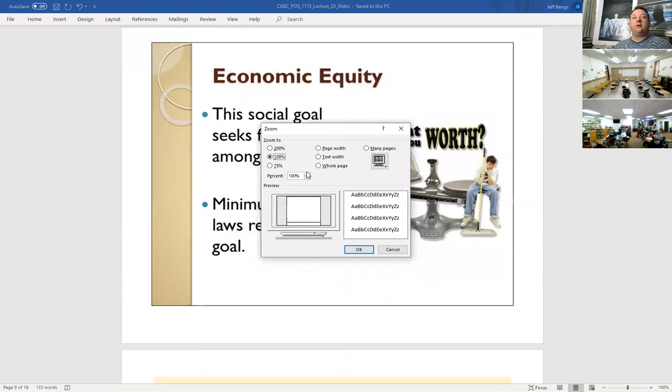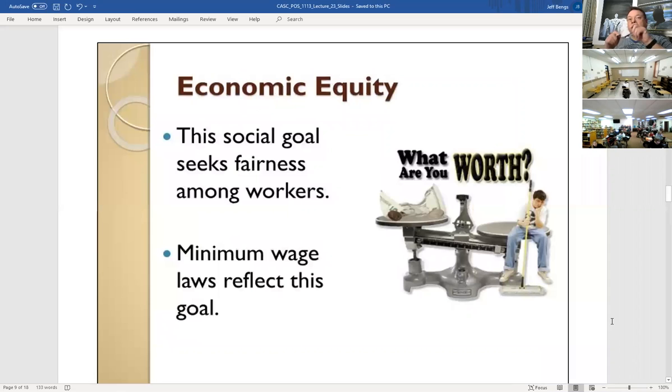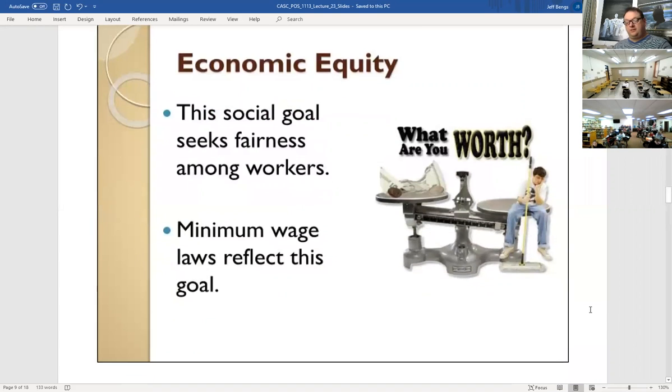concluded by talking about economic equity. And this is where the government's goal is to provide fairness in those three systems: producers, consumers, and workers. Workers who work for the business owners or the producers.